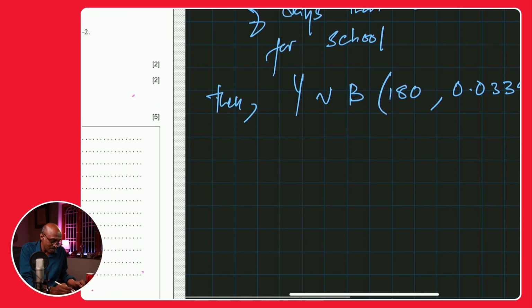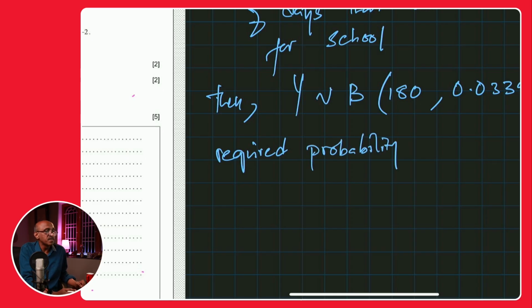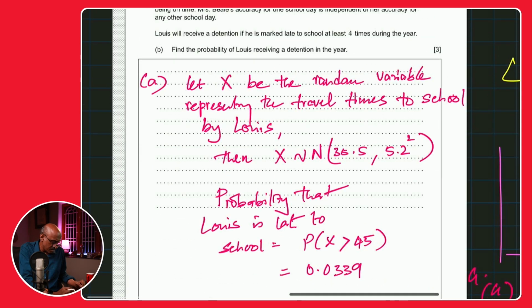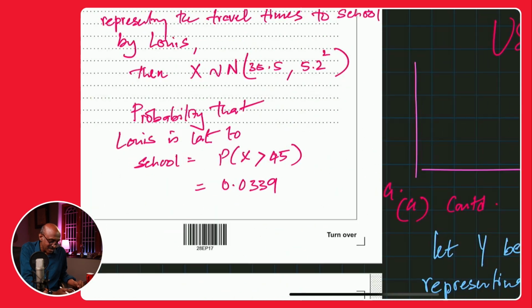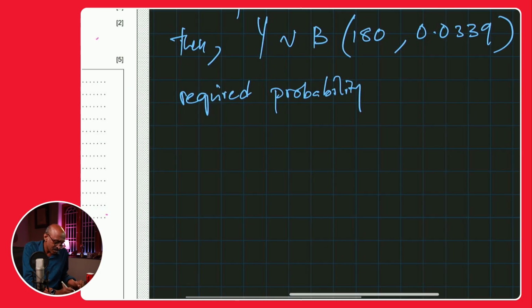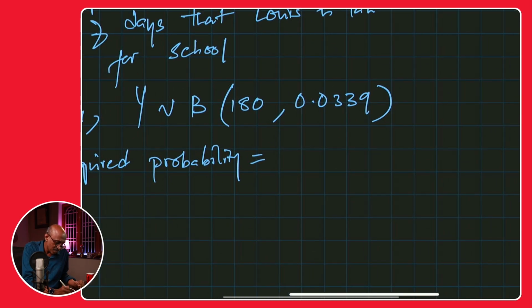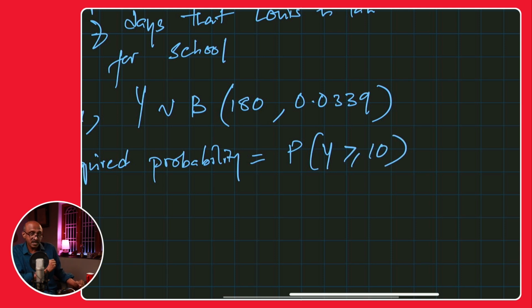And then we say, what are we required? So the required probability for part A. What do they ask in the question? Find the probability that Louis is late on at least 10 days in the year. Required probability then would be the probability of y being greater than or equal to 10. Is that clear? All right, y being greater than or equal to 10. Notation, and this is a binomial. We've already said that, and therefore we can use a binomial probability on the calculator.